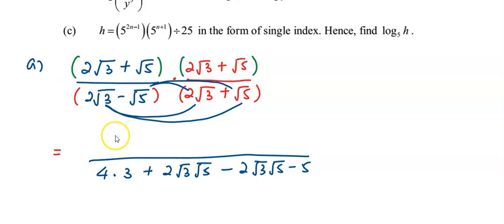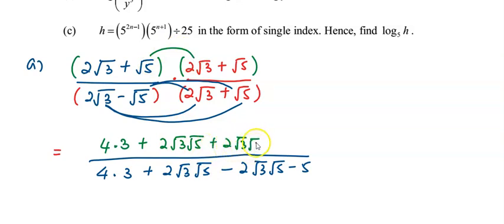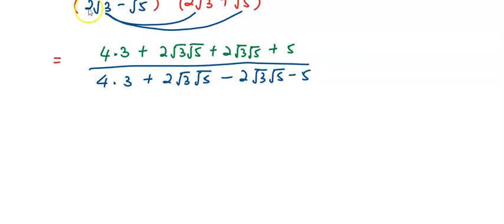2 surd 3 times 2 surd 3, you get 4 multiplied by 3. And 2 surd 3 multiplied by 5 surd 5, you get 2 surd 3 surd 5, or you may write 2 surd 15. Surd 5 multiplied by 2 surd 3, another 2 surd 3 surd 5. Surd 5 multiplied by surd 5, you get 5. Now simplify the numerator and denominator. You get 12 over here. 12 plus 5, that will be 17, plus 4 surd 15.